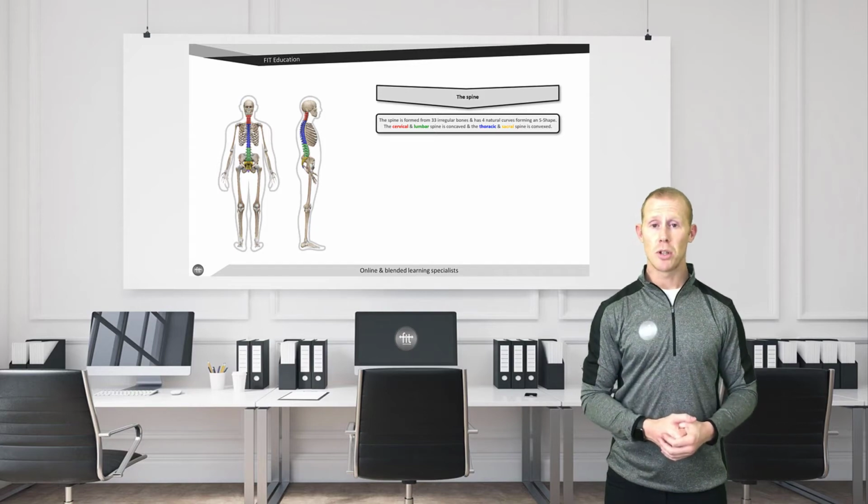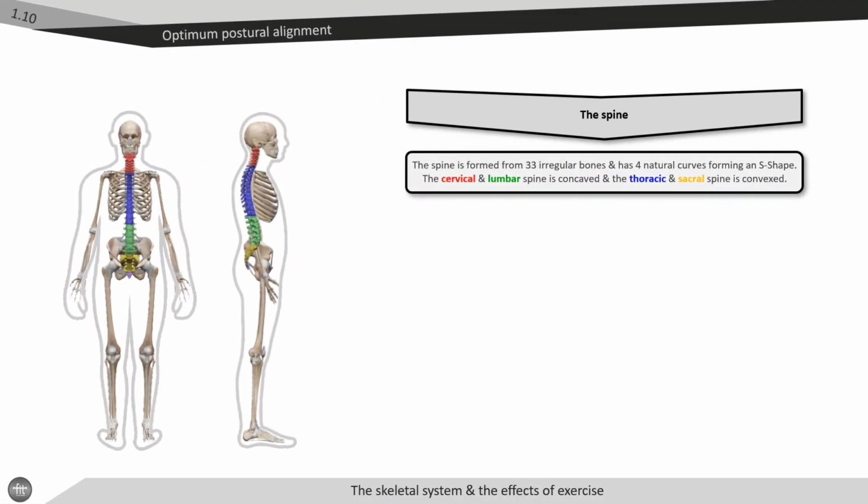So let's have a look at some postural alignment. Optimum postural alignment. The spine, along with the musculature of the core, plays a vital role in optimal postural alignment, as the spine, or vertebral column, provides stability during movement.